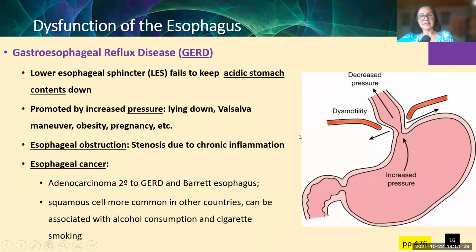The problem is this can damage the tissues here. It can lead to a stenosis. It can lead to obstruction of the food passing through because of the chronic inflammation. In extreme cases, it can lead to esophageal cancers, adenocarcinoma that results secondary to GERD. And then what we get is dysplasia.